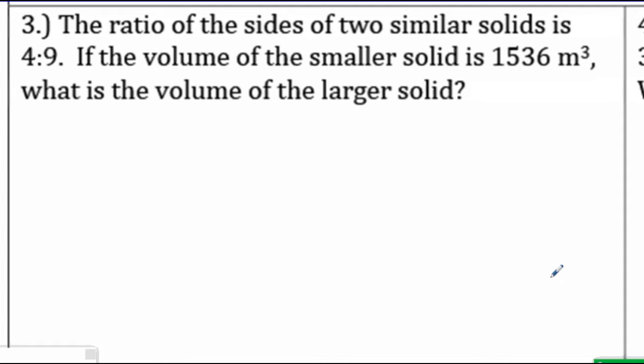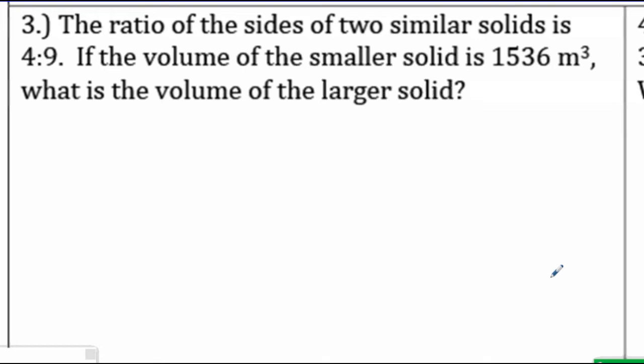Let's try a word problem. Number 3. The ratio of the sides of two similar solids is 4 to 9. Now, if you were going to draw a diagram, we actually don't know what solids it is. It's not specific enough. You know, is it a cube or a triangular prism, a pyramid? We don't know, but that's okay because there is enough information here to solve this problem. If the volume of the smaller solid is 1,536 cubic meters, what is the volume of the larger solid?